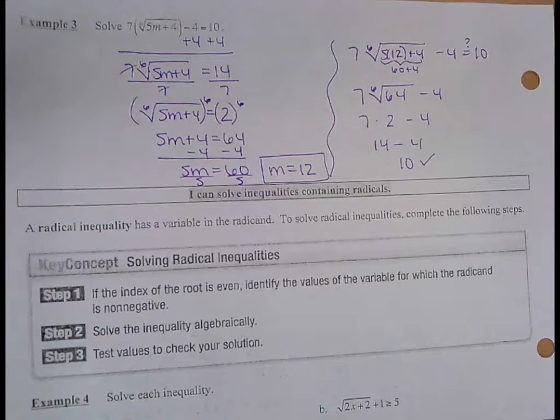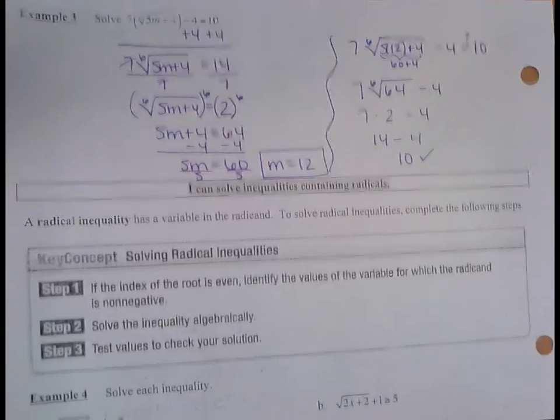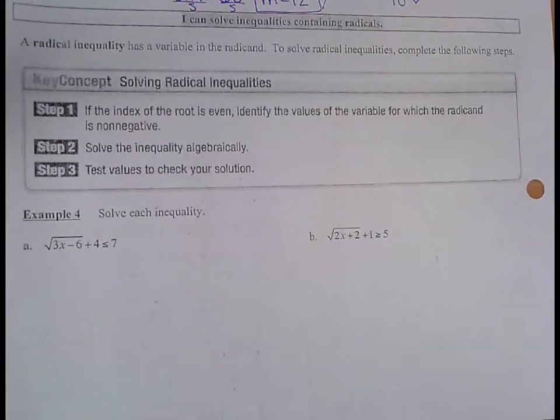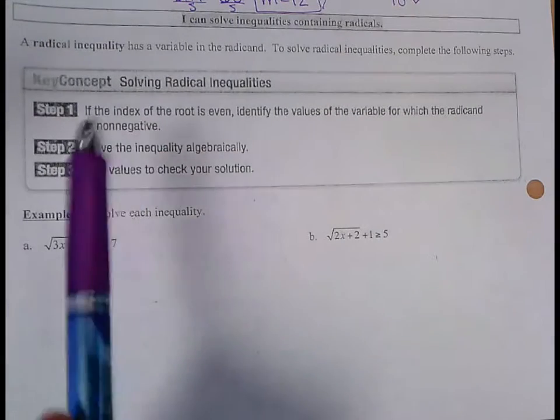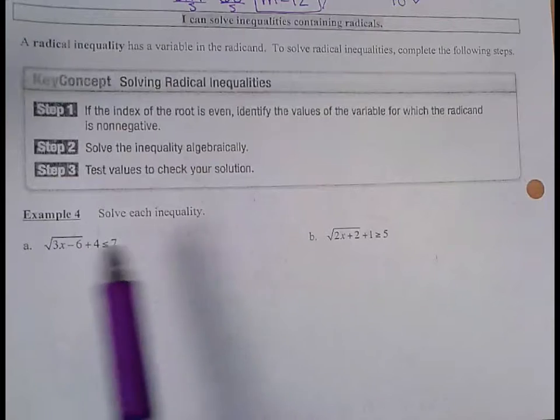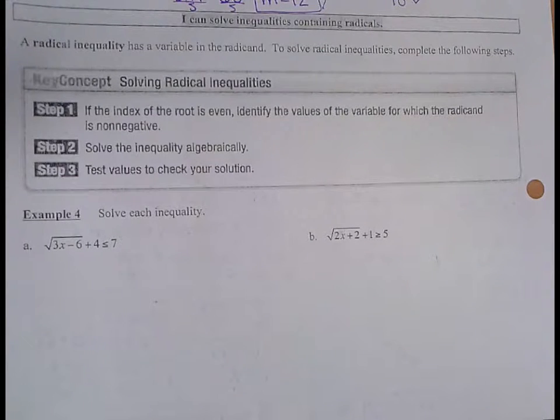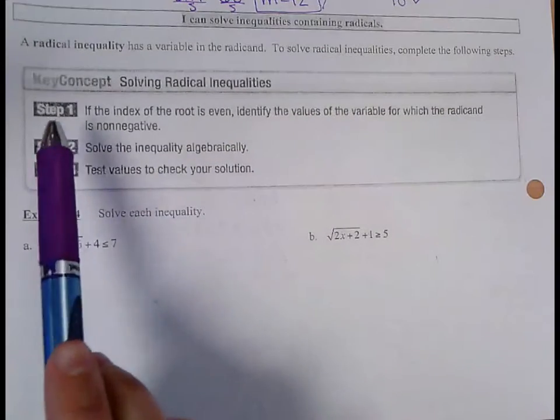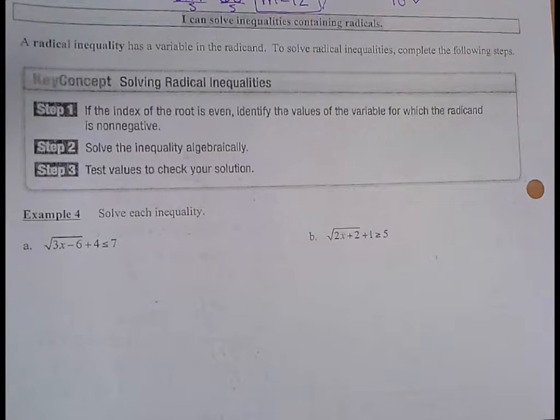All right, and I saw some of you are working ahead for example 4, the inequalities. When you solve a radical inequality, there are, again, 3 steps. There's an additional step, I would say. It's not exactly like solving a radical equation. There is an additional step that deals with the domain of the radical. All of the inequalities you're going to be solving in this section will be with square roots. So step 1 will apply to every problem that you solve for inequalities.